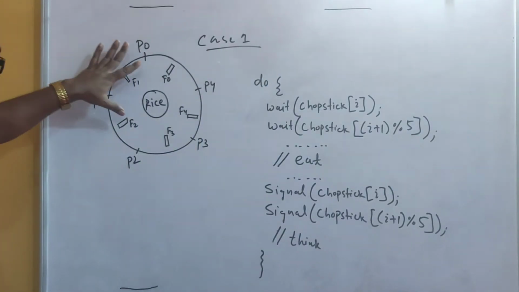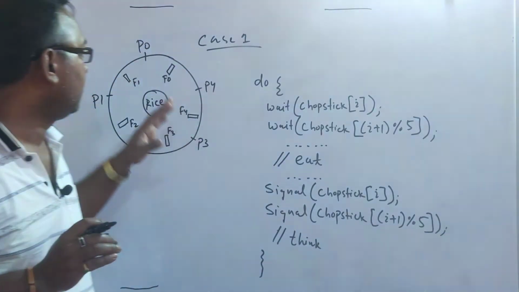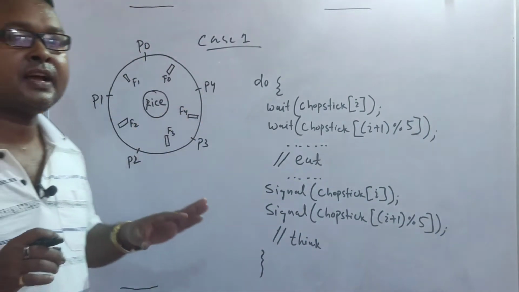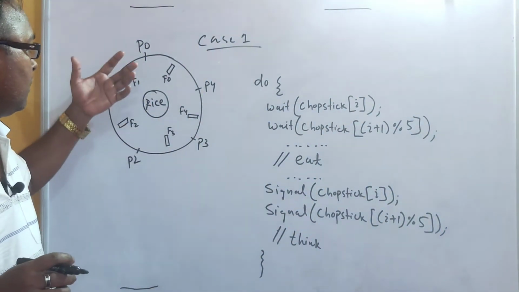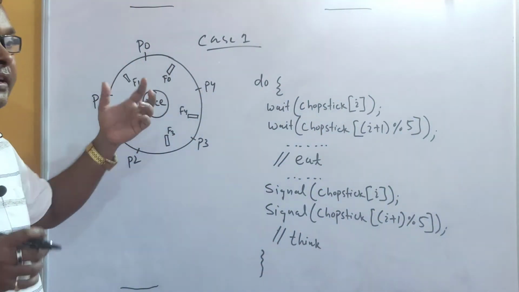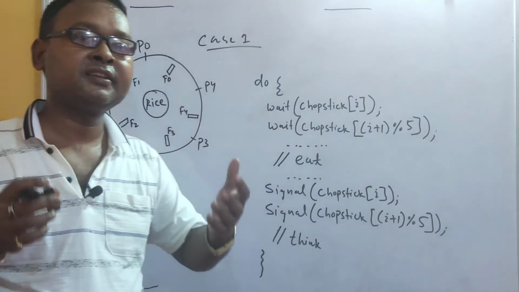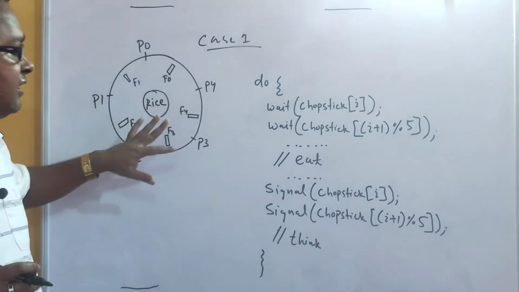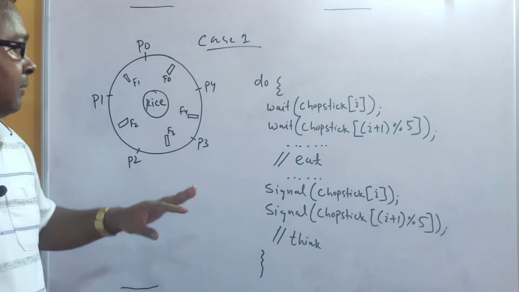In case number 1, think that all the philosophers are not hungry at the same point of time. Okay, so one philosopher is hungry, he wants to eat the rice. After completing, he will move, then the next philosopher will come, eat the rice. In a sequential way, they will be coming, eating the rice, and moving. There won't be a problem.